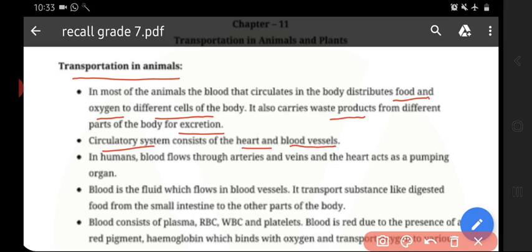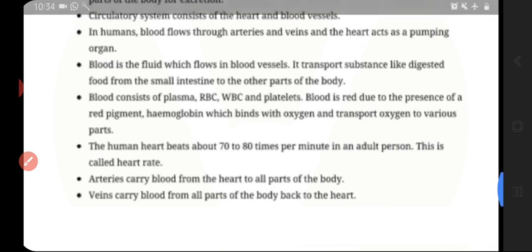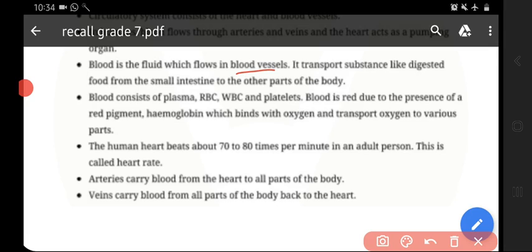In the circulatory system, the blood gets circulated in the heart and the blood vessels. In humans, blood flows through the arteries, veins and the heart. The heart is the pumping organ which pumps the blood to all parts of the body. Blood is a fluid which flows in the blood vessels. It transports substances like digested food from the small intestine to other parts of the body, and it also contains plasma, RBC, WBC, and platelets.